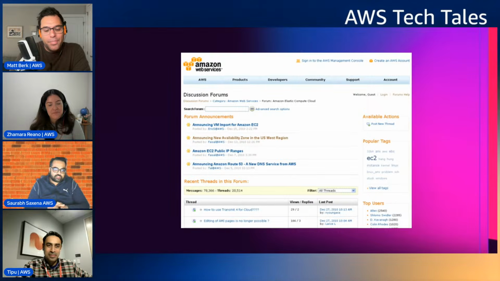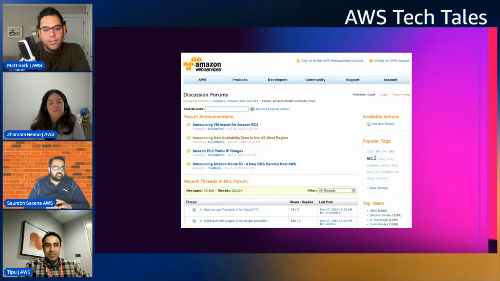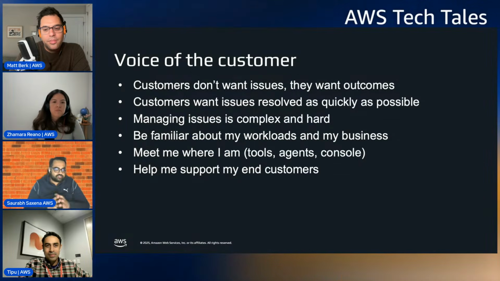The type of interactions we were getting, the type of issues we had. If I put this today as a support model for any company, it's not going to work. Customers have evolved over the years, how they consume AWS, how they consume the cloud. All of that has changed.